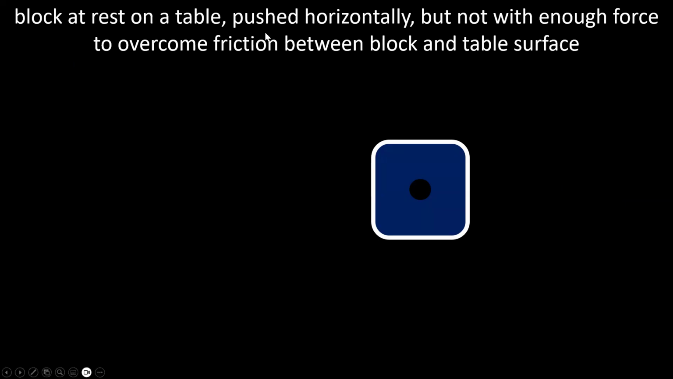All right, block at rest on a table. Let's say you're pushing it horizontally, but not with enough force to overcome the, let's call it static friction between the block and the table surface. So the block's still at rest. You're pushing on that block, but it's still stuck. It's not actually moving. Okay?